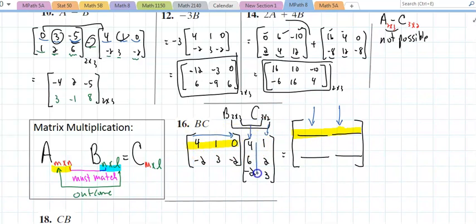horizontal by vertical. So, the first times the first, 4 times 4, plus 1 times 6, plus 0 times negative 2. So that's why they must match. That's why the inners must match. If there are 3 of those, you need 3 of those.